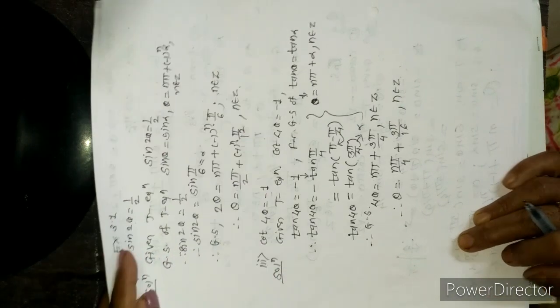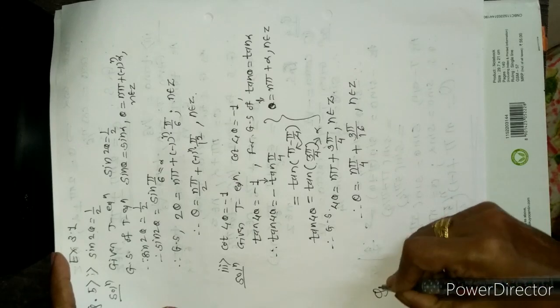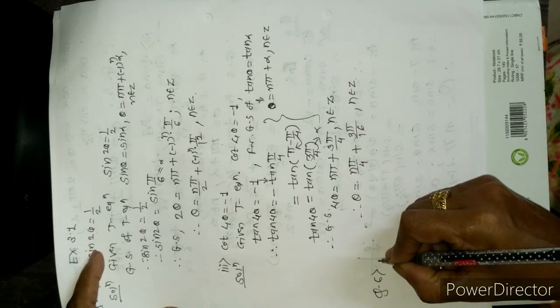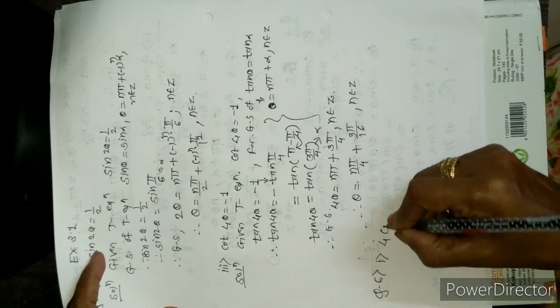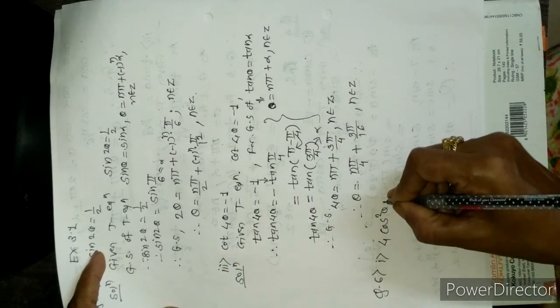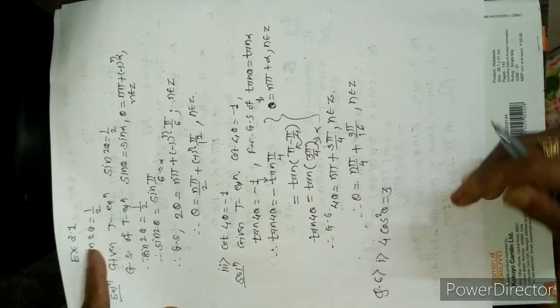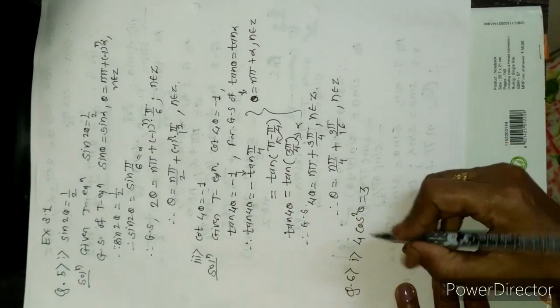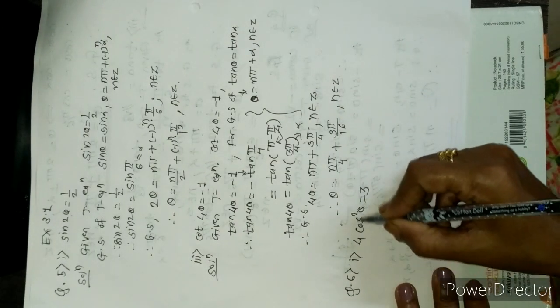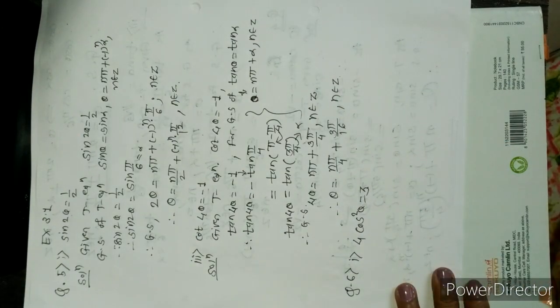Now we see question 6. Again, here questions are given in the form of square. So the first question: 4 times cos square theta is equal to 3. Here we take simplification of this equation and find its solution.